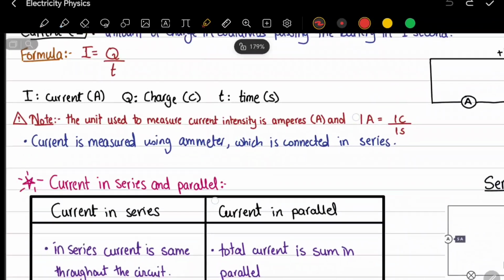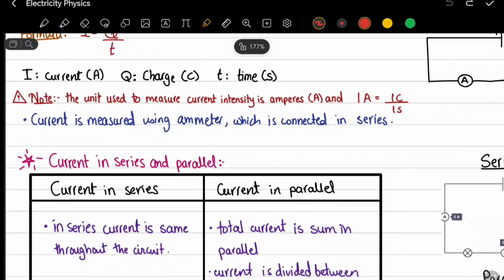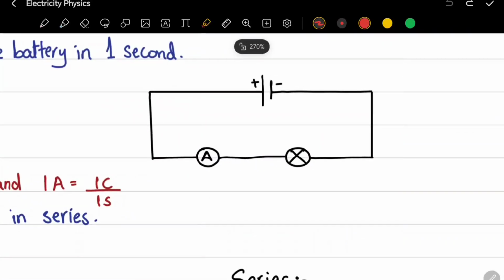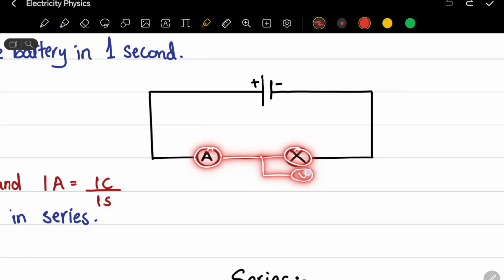Now, note that the unit used to measure the current intensity is amperes, and always remember that 1 amp equals 1 coulomb per 1 second. Current is measured using an ammeter, and the ammeter is always connected in series. Now, you can compare the difference between the voltmeter and the ammeter. Ammeter is always in series, but voltmeter is always in parallel. Keep note of that. So, have a look at this. Ammeter will always be connected in series to the component, but voltmeter will always be connected in parallel.